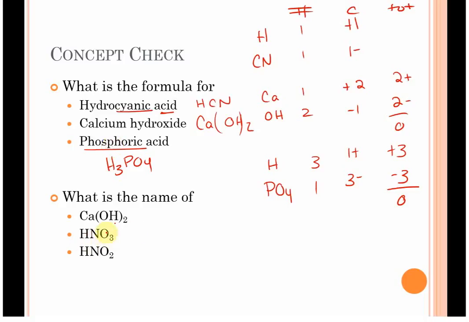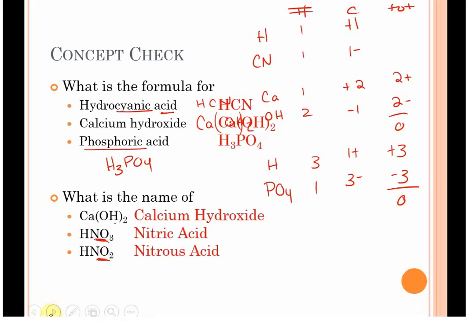This has oxygen, so we need no prefix of hydro. Nitrate becomes nitric acid. NO2 is the nitrite ion, so it becomes nitrous acid.